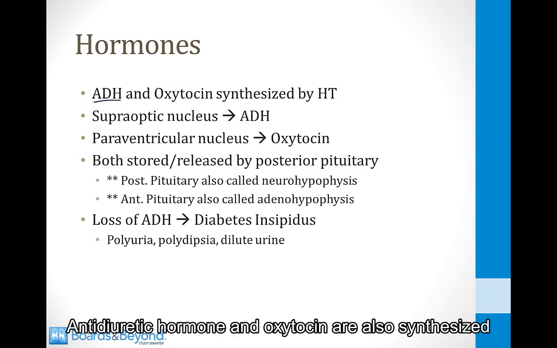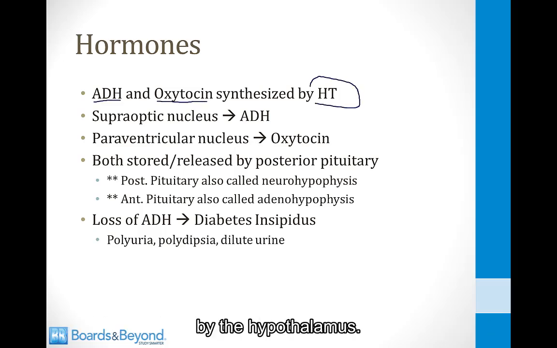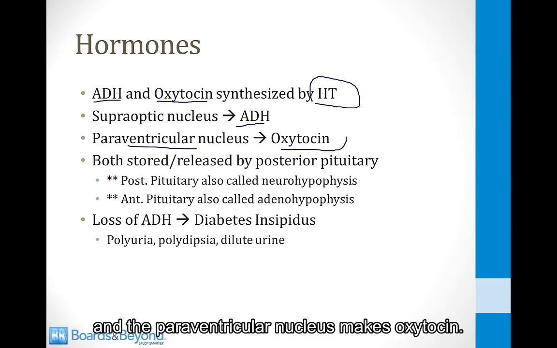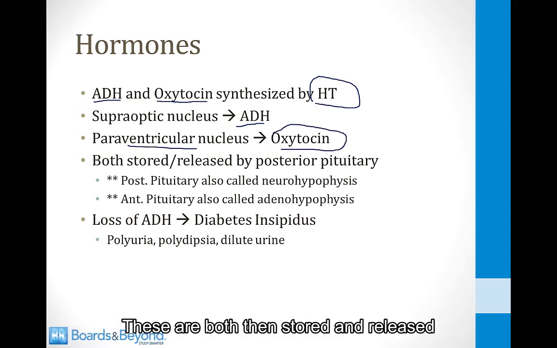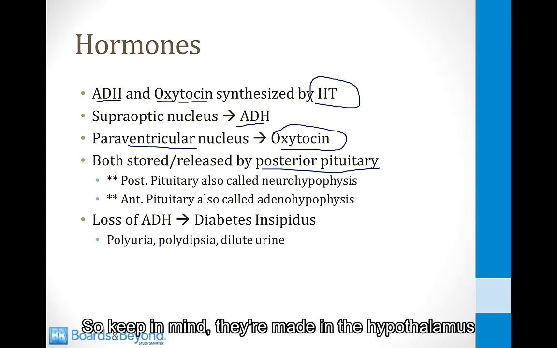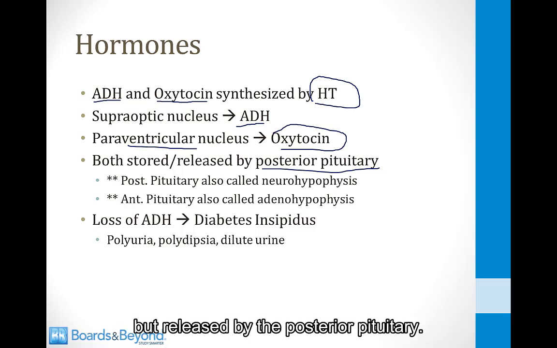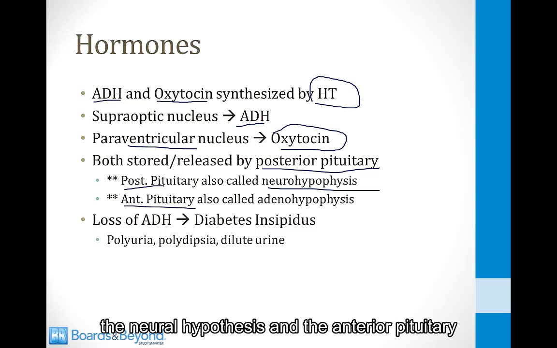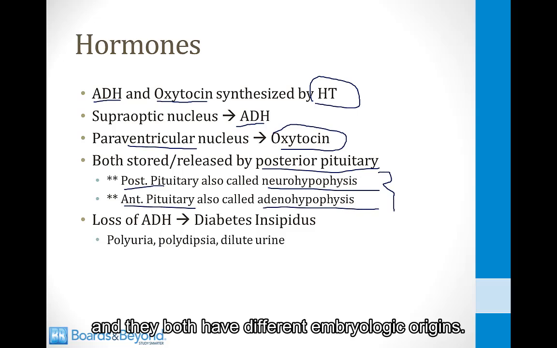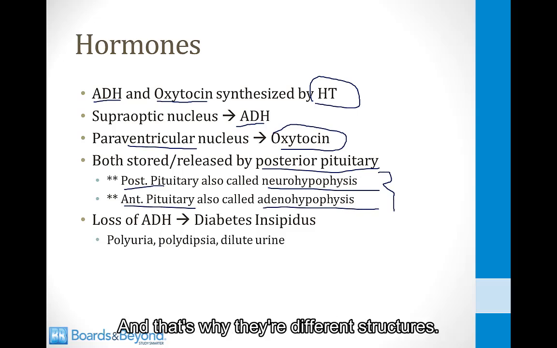Antidiuretic hormone and oxytocin are also synthesized by the hypothalamus. The supraoptic nucleus of the hypothalamus makes ADH, and the paraventricular nucleus makes oxytocin. These are both then stored and released by the posterior pituitary. So keep in mind they're made in the hypothalamus, but released by the posterior pituitary. And just a little nomenclature here, the posterior pituitary is sometimes called the neurohypophysis, and the anterior pituitary is often called the adenohypophysis, and they both have different embryologic origins, and that's why they're different structures.